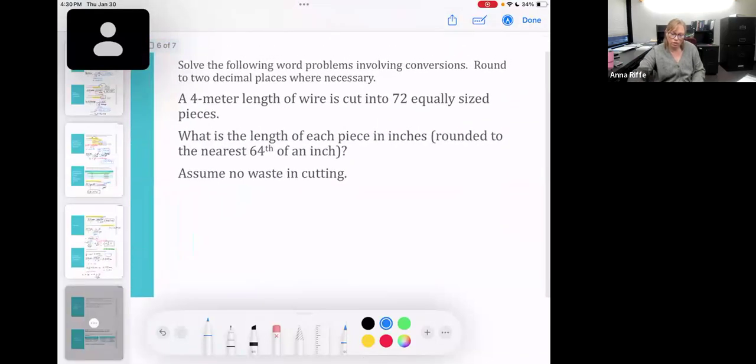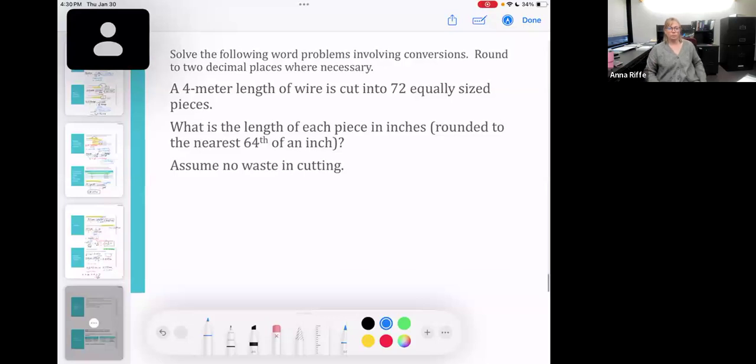So let's solve the following word problems involving conversions. And look at that. There is a specification on rounding. Round to 2 decimal places where necessary. Great. Got it in the last couple problems at least, or the last problem, I should say. No, we have more beyond this. Ooh, I need to hurry.